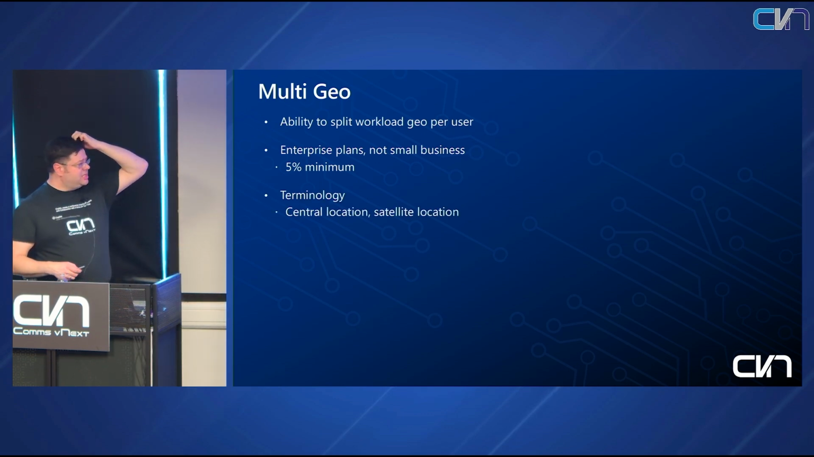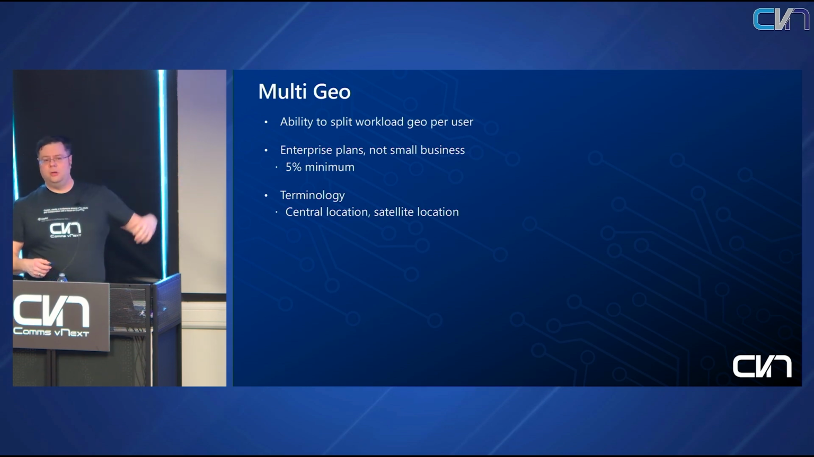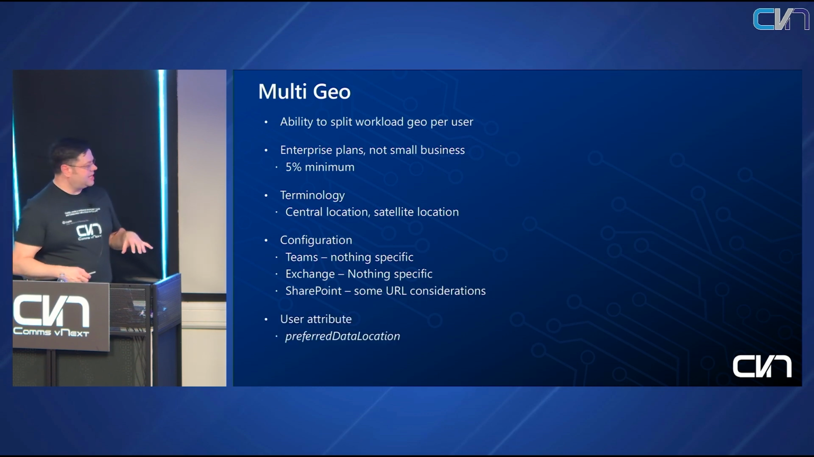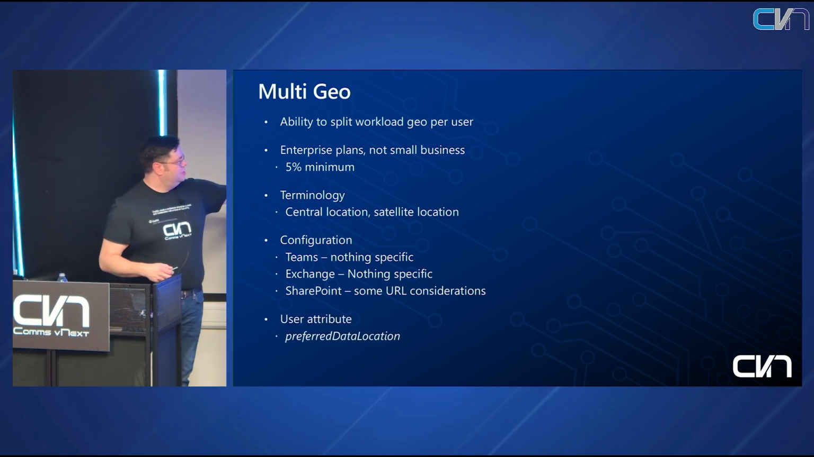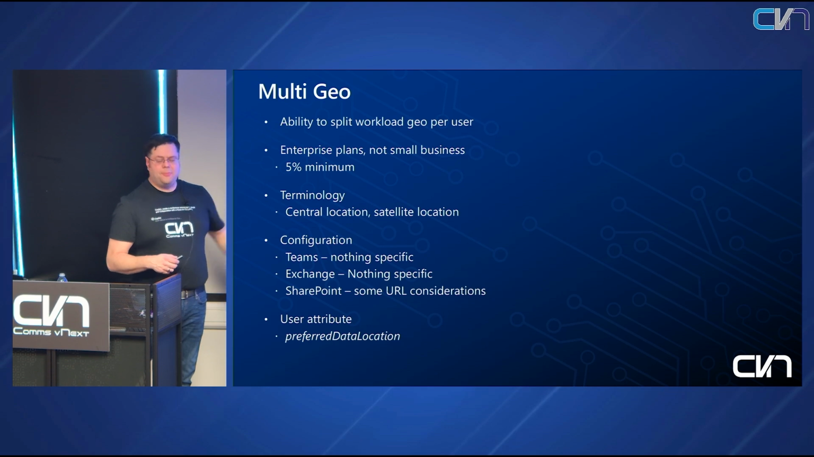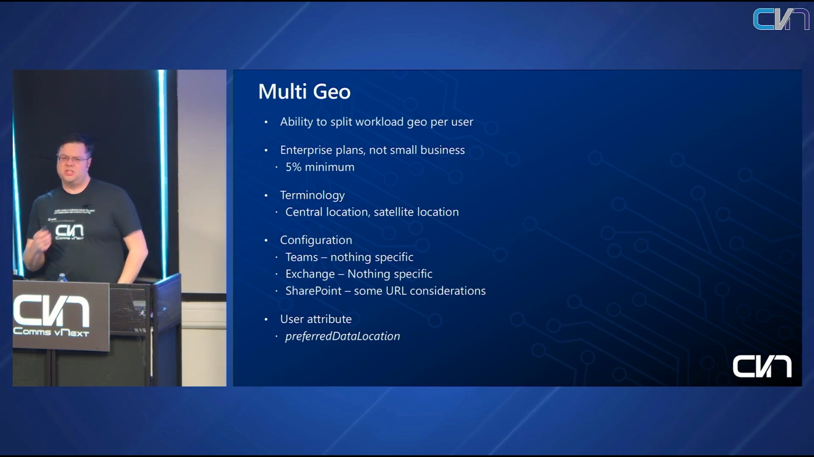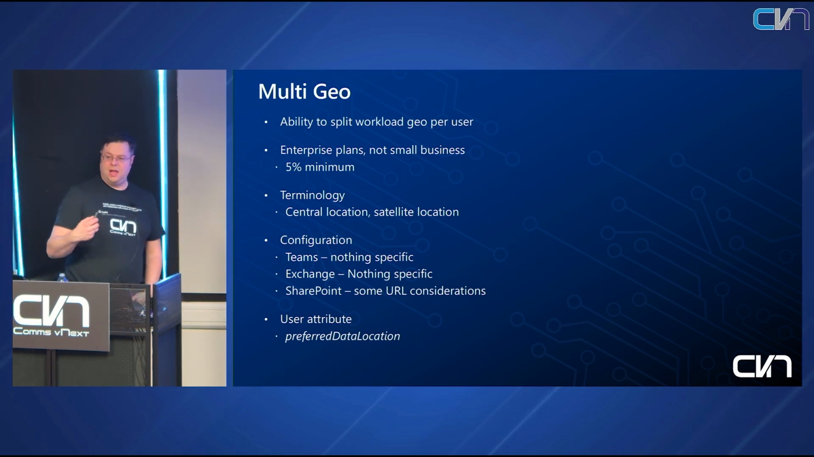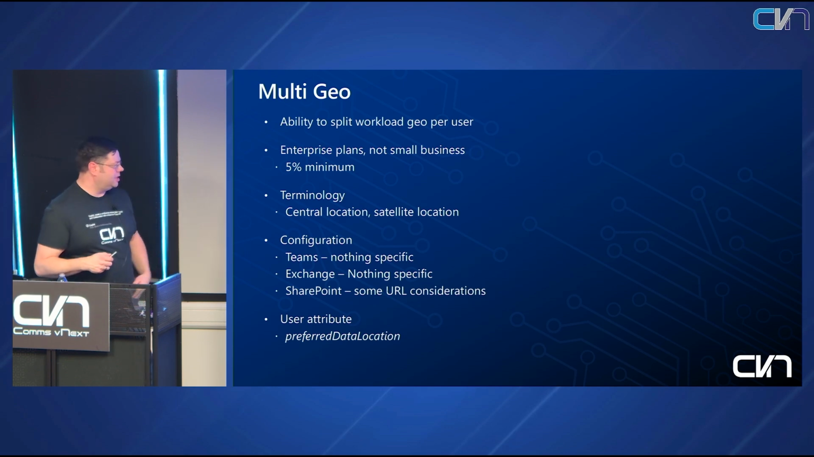The terminology when you're dealing with this is you have your central location, that is your home tenant location, and then we have satellite locations. When you apply for multi-geo and you change data for a user, nothing has to be configured specifically for Teams. Nothing has to be changed particularly for SharePoint or Exchange. For SharePoint, you do have to consider URL changes because you've got a base URL for your SharePoint location. There are some catches and gotchas that are not worth going into here, but be aware that that is something you need to untangle.